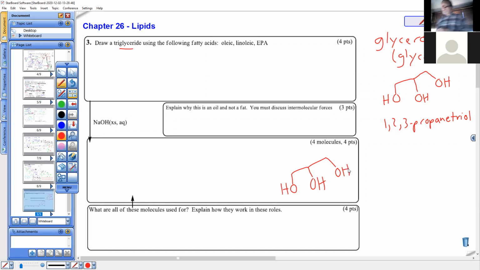All right, triglycerides, we're going to make esters. You didn't know that, did you? Triglycerides are triesters of glycerol. And aren't esters made from alcohols, which glycerol has, and carboxylic acids? Indeed. Here's your carboxylic acids.